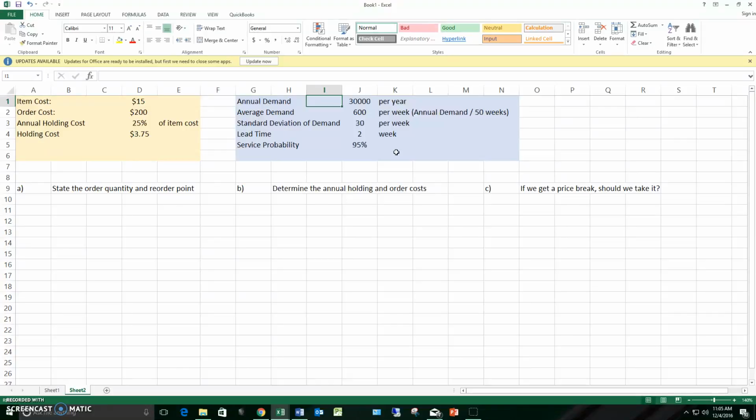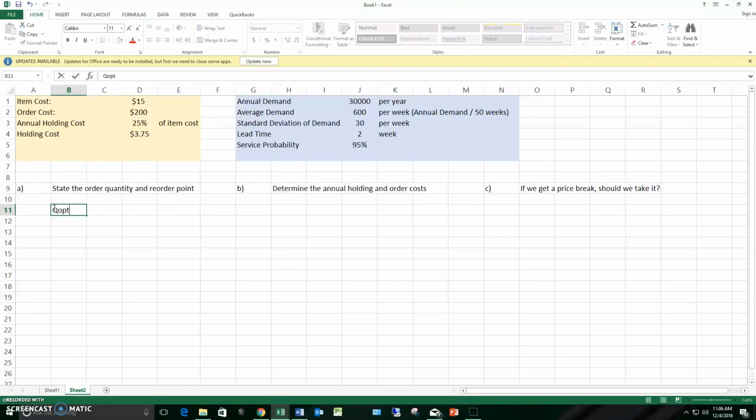So the questions are broken into 3 parts. First, calculating the order quantity and the reorder point, pretty straightforward, and determining what those handling or holding costs will be, as well as order costs. And then we throw in a little twist that we haven't talked about yet in class, and that's if we're able to get a price break from our supplier, should we take it? All right, well, let's get started looking at part A, which is determining our order quantity and reorder point.